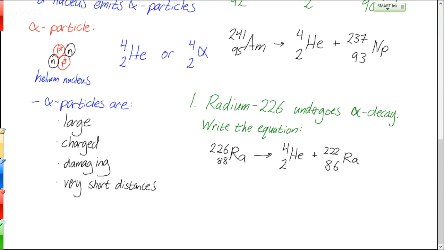Wait, so that is 86 protons. 88. Oh, you mean the product? Yeah, you're right, I'm sorry. Of course. So you start with radium and then radon. Thank you for correcting me.